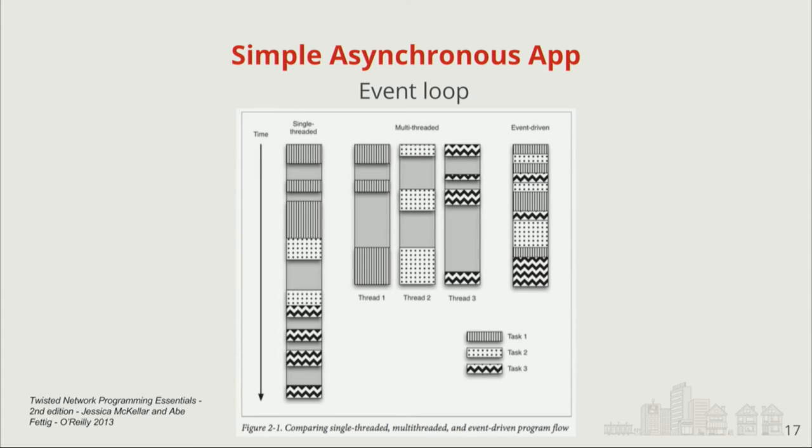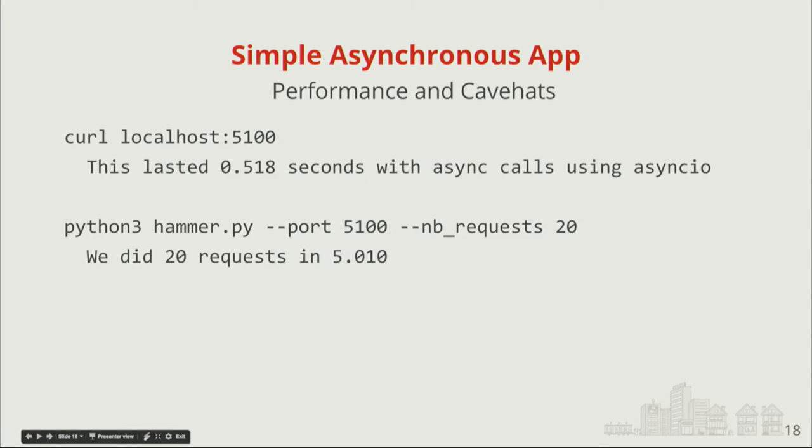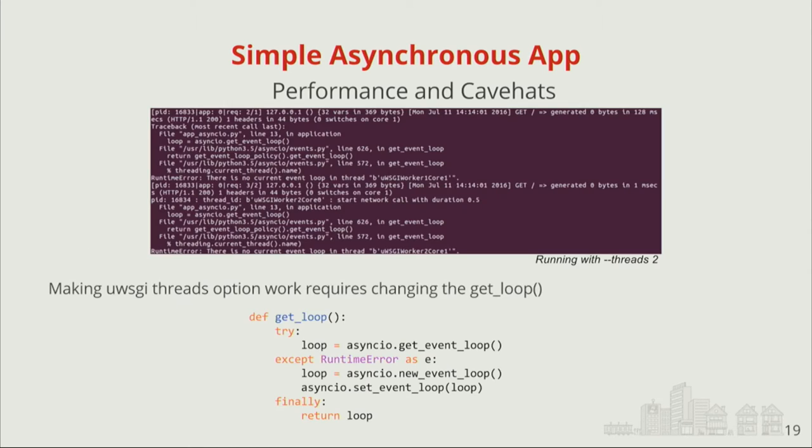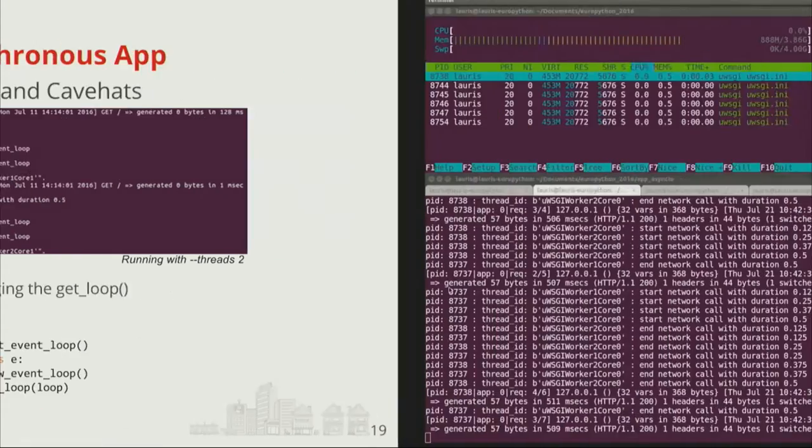But this schematic is nice, though actually there are still a lot of holes in it. A little point: if you try to use the threading model, you will encounter problems because get_event_loop only works in the main Python thread. You can get around this with a little trick: if you fail to get the event loop, you can just recreate one by setting the event loop, and that way you can run with threads, which we can just prove right now.